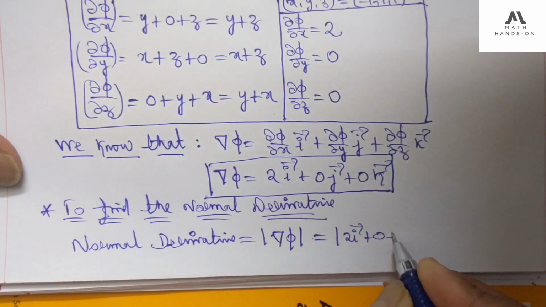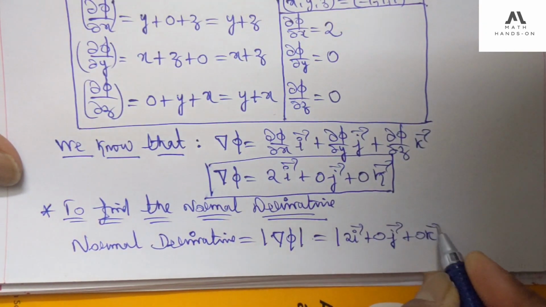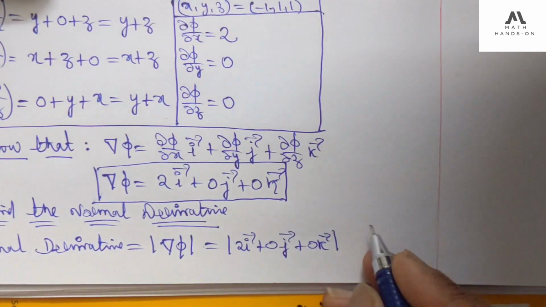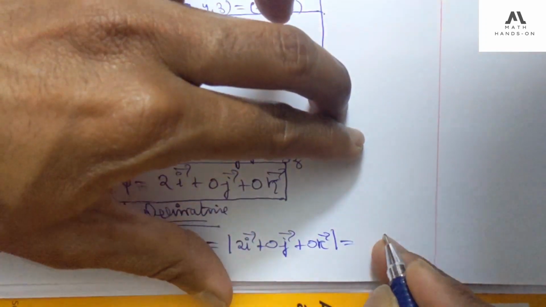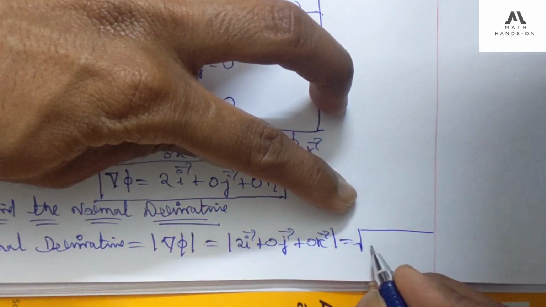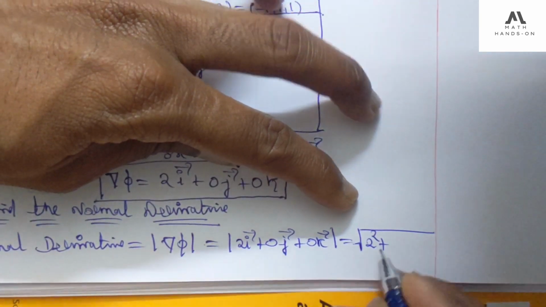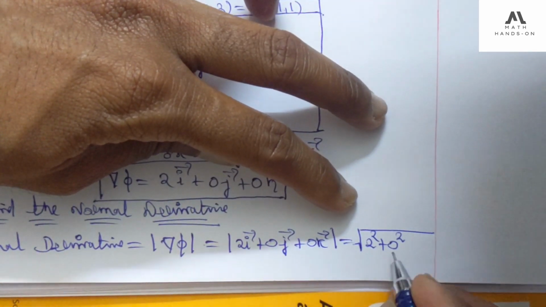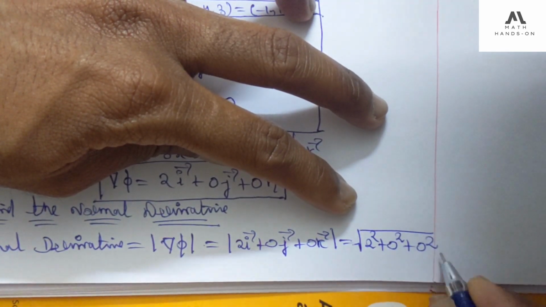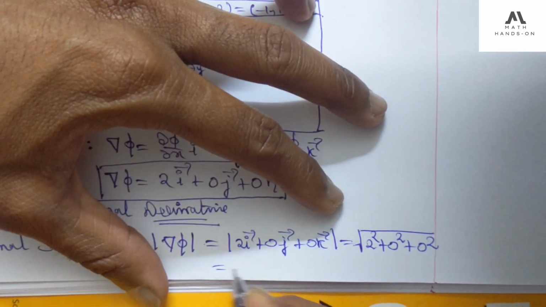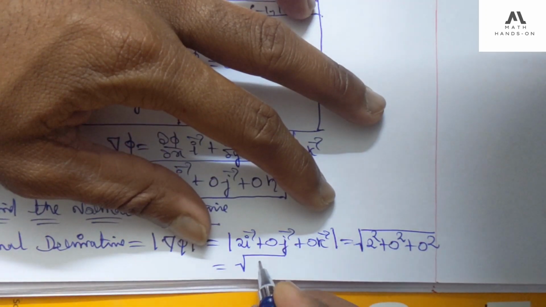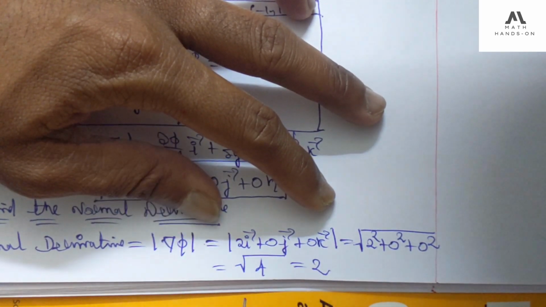2i vector plus 0j vector plus 0k vector. Okay, it is very simple. How to find the modulus? Which means square root of, the i vector coefficient is 2, 2 square, j vector coefficient is 0, 0 square, plus k vector coefficient is 0, again 0 square, which implies root of 2 square plus 0 square plus 0 square is root of 4. Root of 4 is nothing but 2.